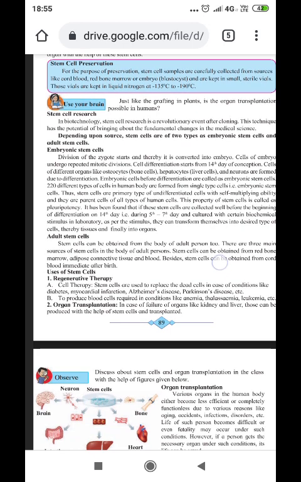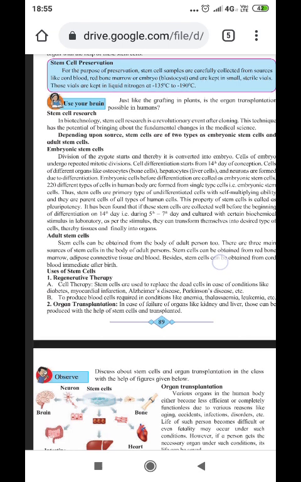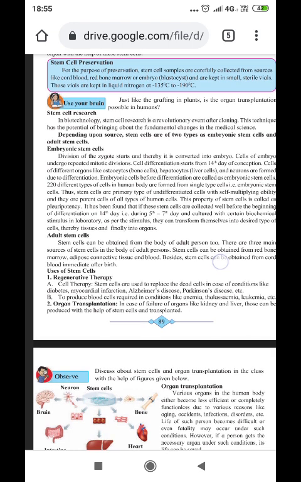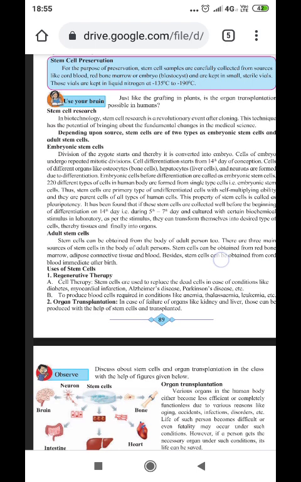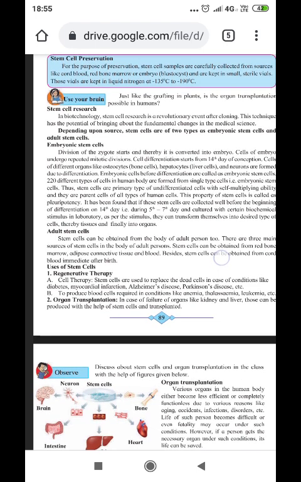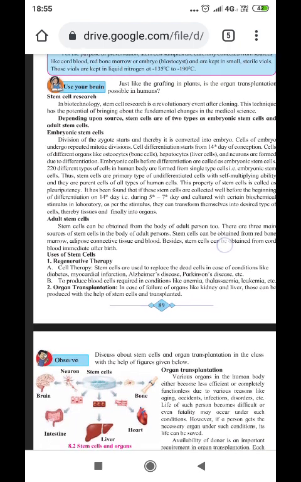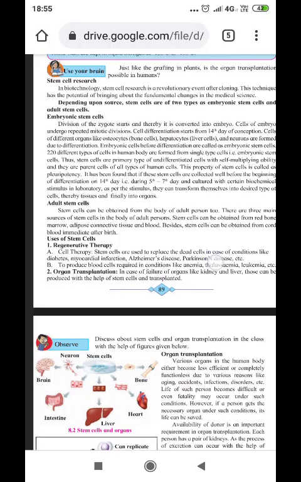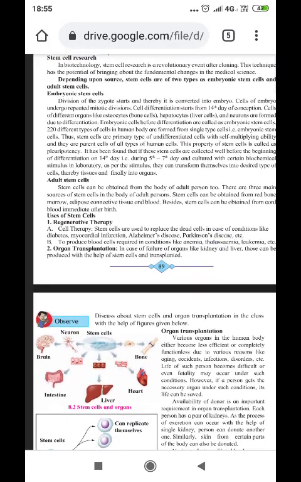For the purpose of preservation of stem cells, samples are carefully collected from sources like cord blood, red bone marrow, or embryo, which we call blastocysts, and are kept in small sterile vials. Those vials are kept in liquid nitrogen at a temperature between minus 135 and minus 190 degrees Celsius. Now, stem cell research. In biotechnology, stem cell research is a revolutionary event after cloning. Cloning, we know, is the replica of any organism.